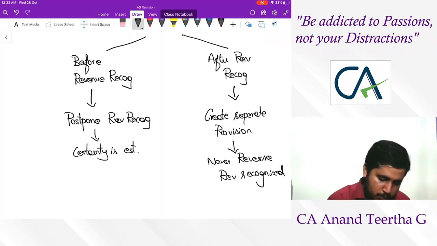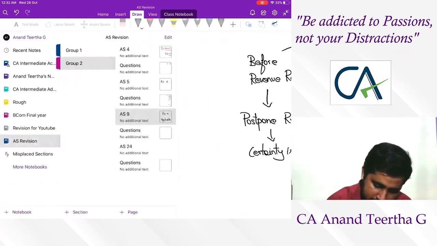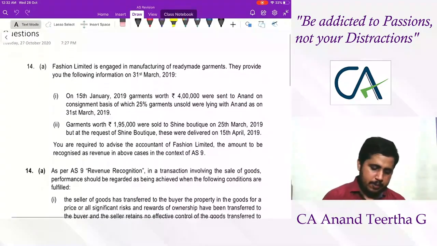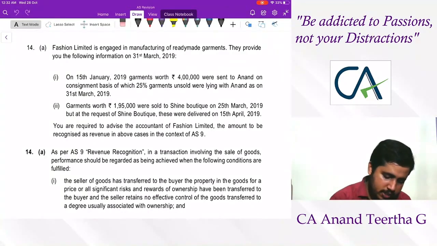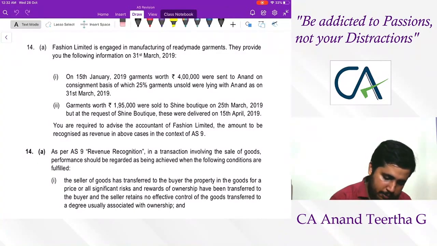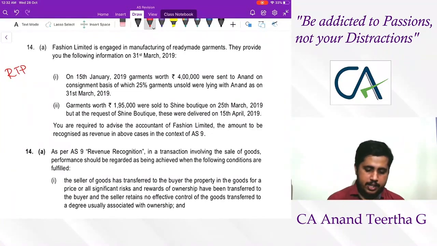Now again, let's move on to a problem based on AS9. We'll see how it should be done. First, I will read the first question. This is an RTP question. Yes. Fashion Limited is engaged in manufacturing of ready-made garments. They provide you the following information on 31st March 19.